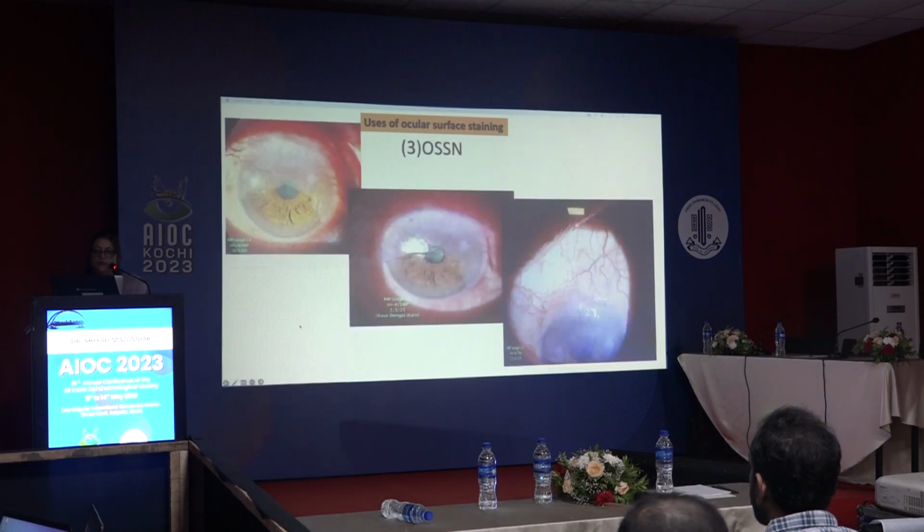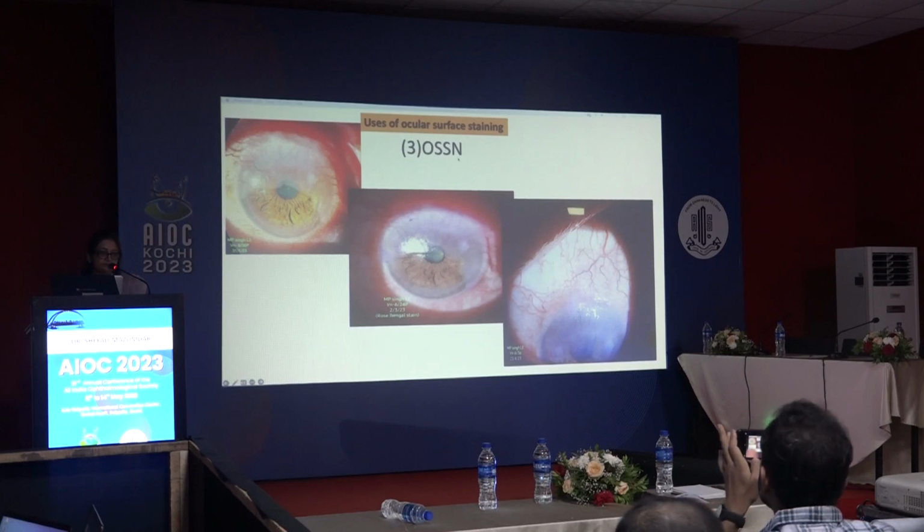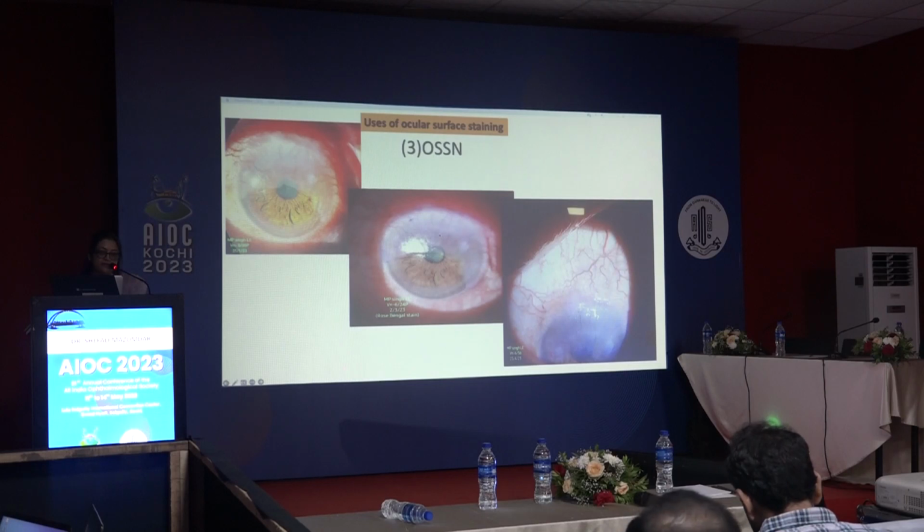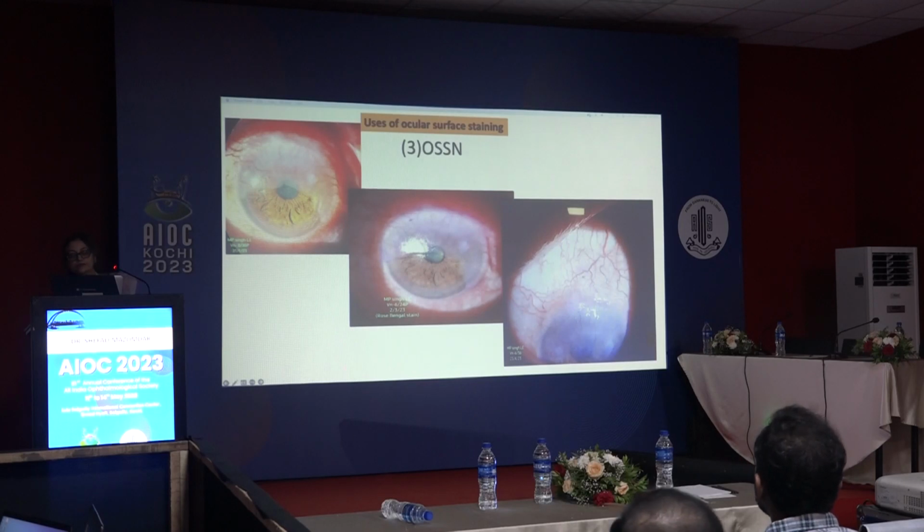Okay. Now the third use is in OSSN. What is OSSN? Okay, ocular surface squamous neoplasia. Why do we stain here? We have used rose Bengal stain here to delineate the area of involvement. You can see here, if you can make out, apart from these main areas, there is one small patch over here with rose Bengal staining. And these things are very important if we are planning any surgery, because during surgery you will have to include all these areas. Okay.